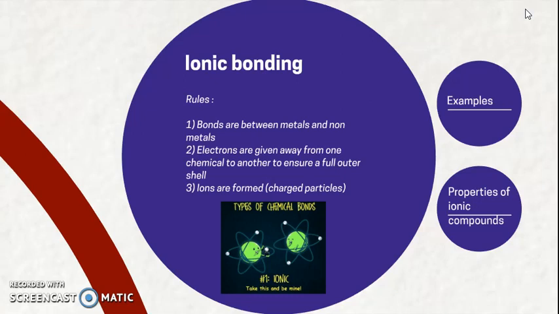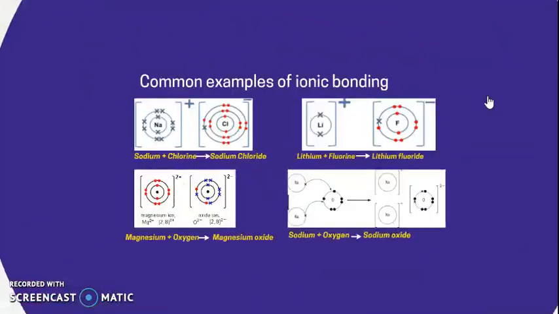And this word ion just means charged particles. So if you see ionisation, that is just the process of charging particles. If you see ionic bonding, that means making charged particles through bonding them together. So let's have a look then at some examples of ionic bonds.